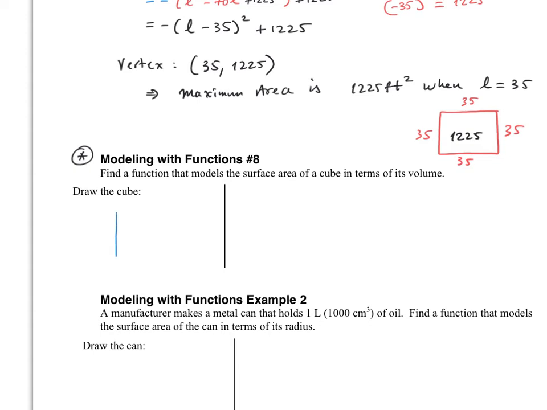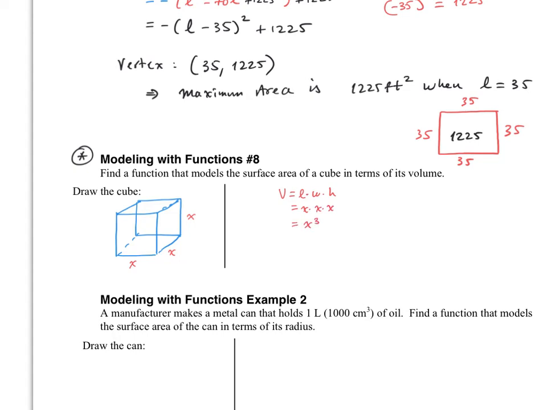So for example, let's say you have a cube, and remember, a cube means that all the sides are the same. So if this is x, this has to be x, and this has to be x. So the length, the width, and the height are the same. Remember, the volume is length times width times height, which in this case is x times x times x, which is just x cubed.